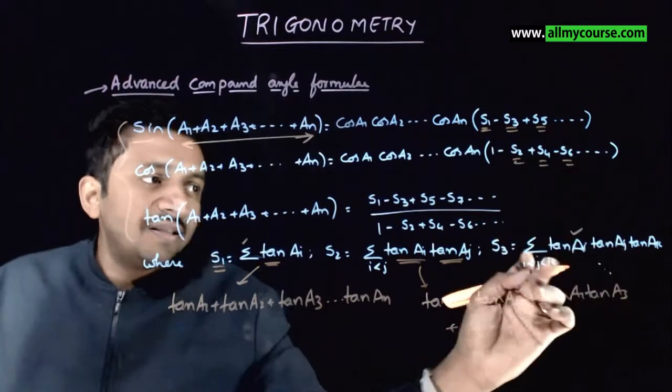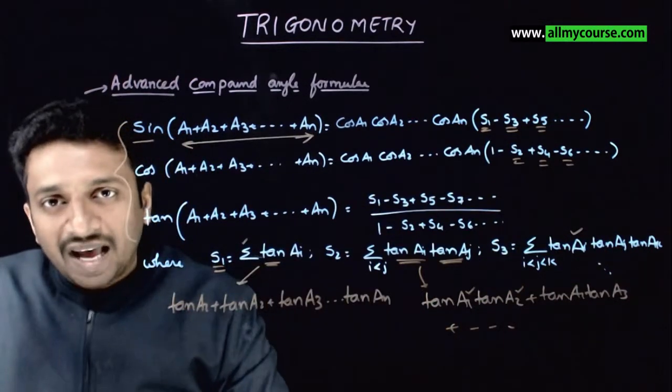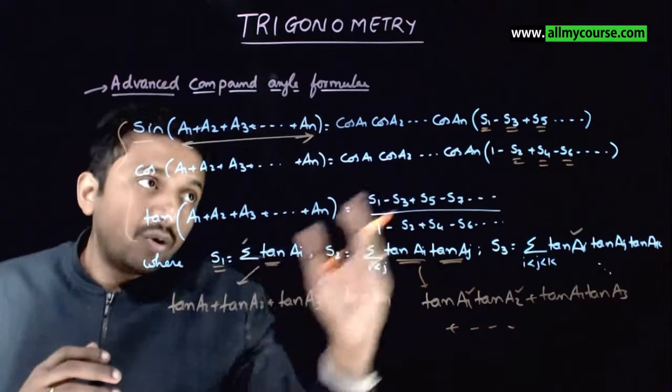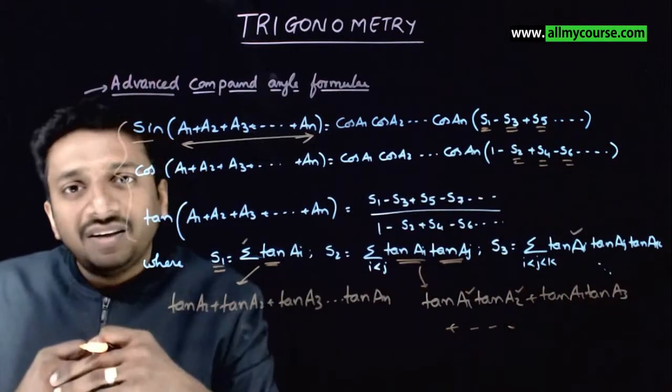Similarly, S3 is the sum of products of tans of three angles taken at a time. S4, four angles taken at a time. As you go on more and more, the number of terms that you need to consider increases.